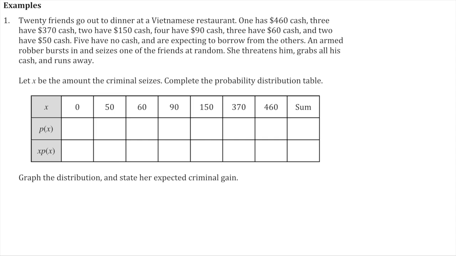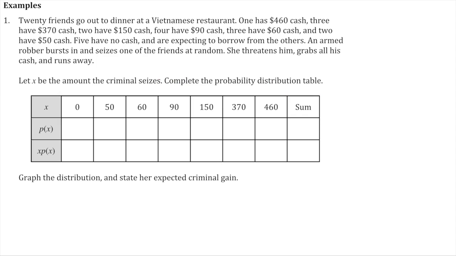Here's the first example. 20 friends go out to dinner at a Vietnamese restaurant. 1 has $460 cash, 3 have got $370 cash, 2 have got $150 cash, 4 have $90 cash, 3 have $60 cash, 2 have $50, 5 have got no cash and they're expecting to scam off their friends, borrow from them. An armed robber bursts in and seizes one of the friends at random. She threatens him, grabs all his cash, and then runs away. Let X be the amount the criminal seizes. Complete the probability distribution table.